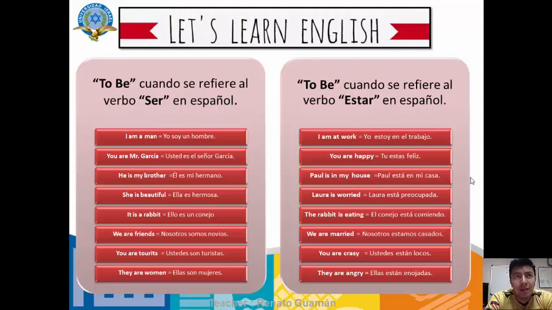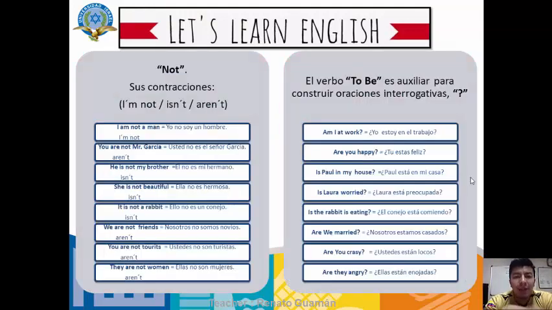Recuerden que they no es lo mismo que en español es ella o ellos o ellas, ¿sí? They puede ser cualquiera de los dos. Anyway, so the same thing we can make, but in negative. What do you need? You need here, you can see the I am not or is not. The contraction is isn't, or are not, and the contraction is aren't.